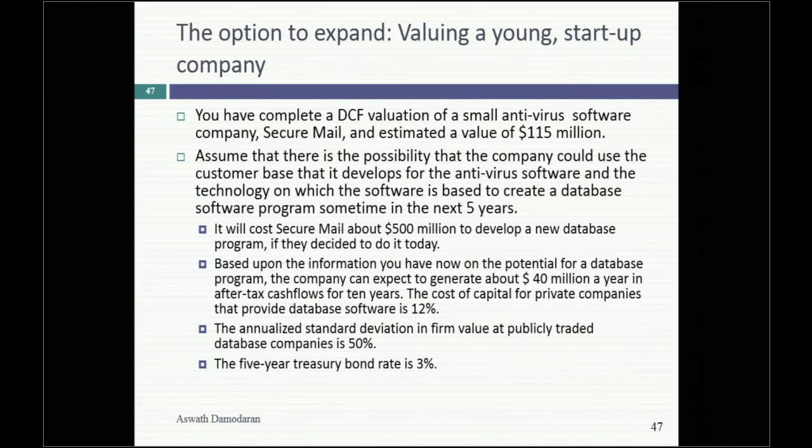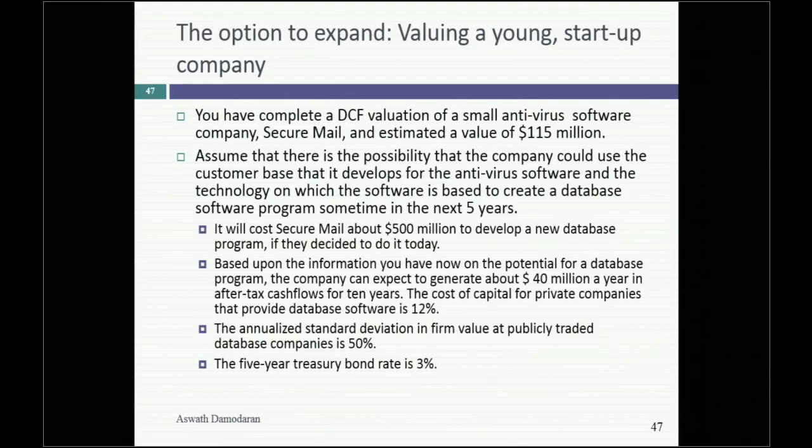So I'll take an example. Let's assume you do a DCF valuation of a company. I'll call it an antivirus company. It's a software company, Secure Mail. You come up with a value of $115 million. So that's traditional DCF valuation. But let's assume that if this company goes out there, develops a software and starts selling it, it could collect data on viruses and customers that it can build up over time. And 5 years from now, it can expand on that data it's collected. It will cost it $500 million to do that expansion into this database business.